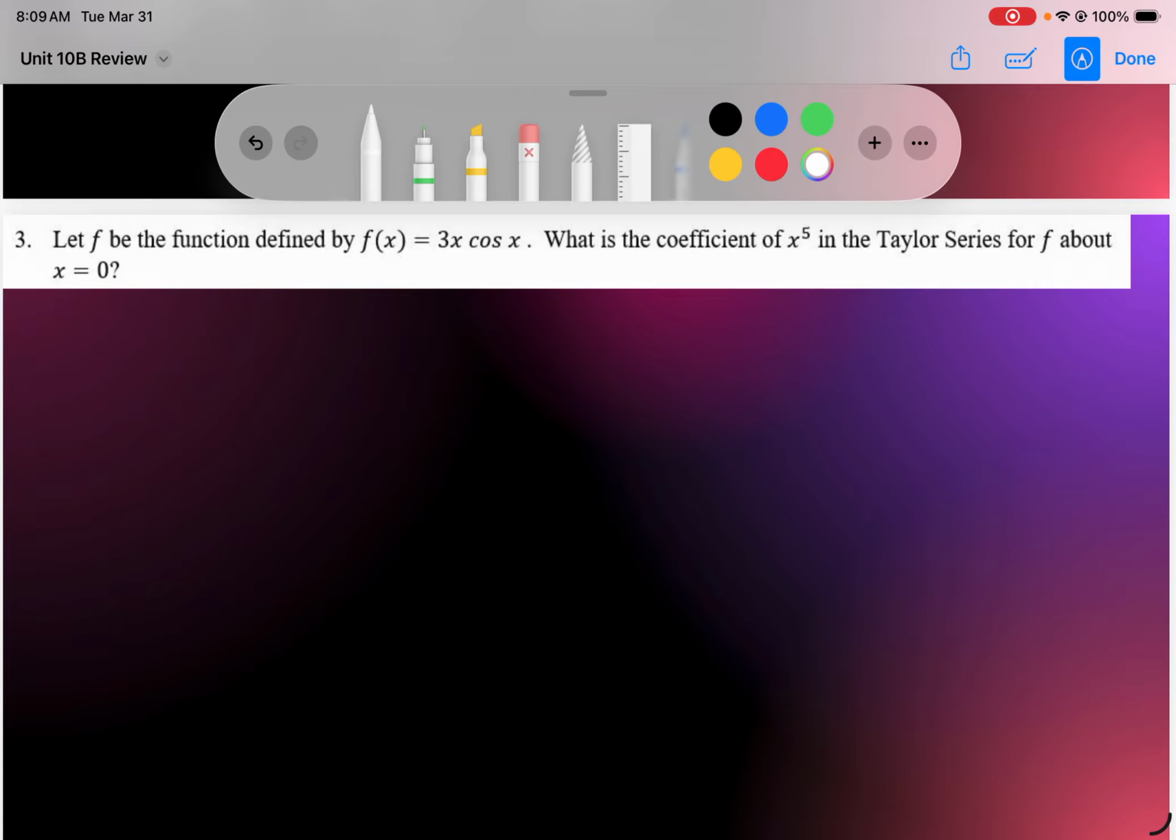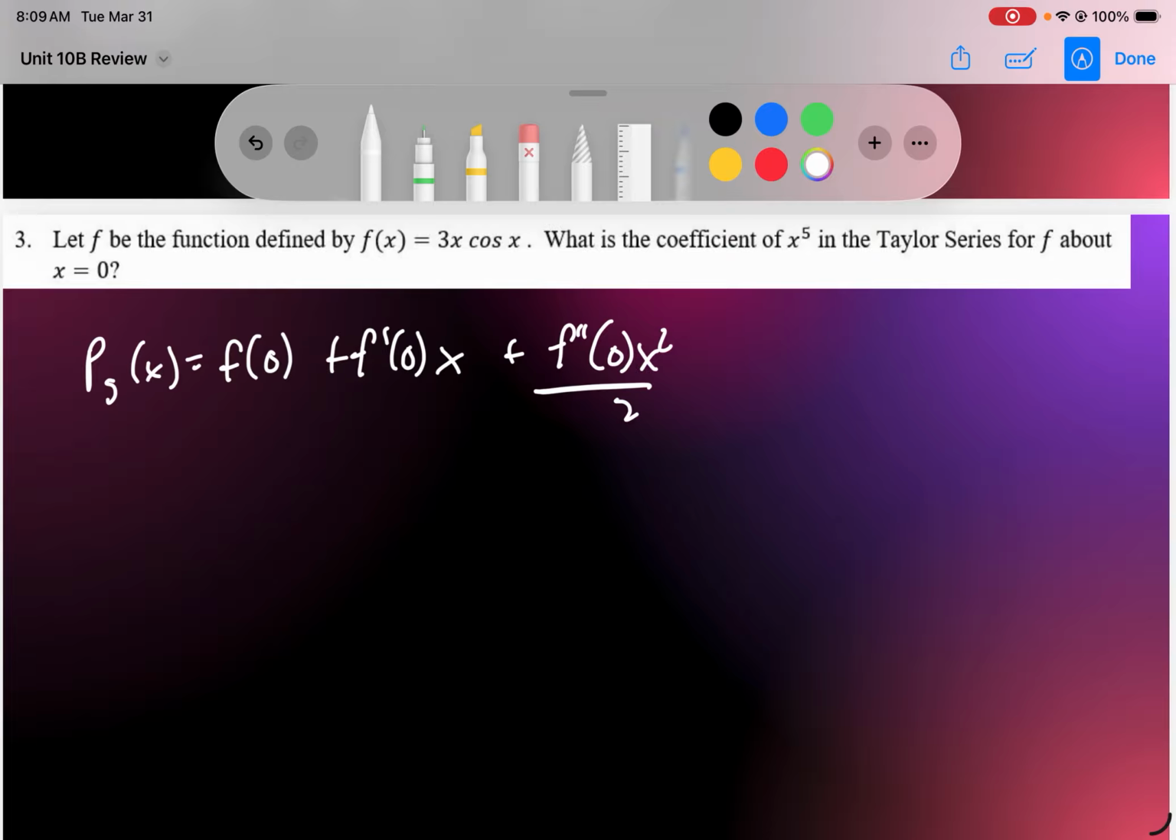So when they give you this, there's two ways to do this. We could list it out. I could say, just like we did on the last one, p sub 5 of x is equal to f of 0 plus f prime of 0 times x. Don't write this down, by the way. X squared over 2, and I've got to do this for a while, right? All the way to the 5th derivative. And I put the 5 in parentheses, it tells you 5th derivative of 0 times x to the power of 5 over 5 factorial.